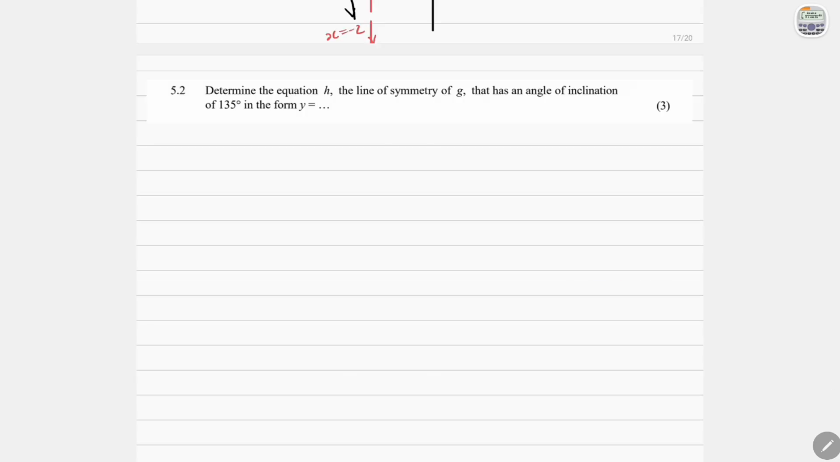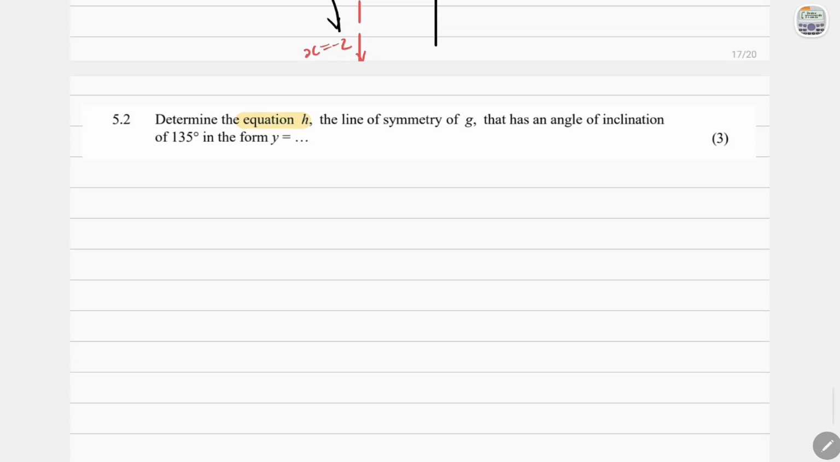Question 5.2 says, determine the equation of H, which is the line of symmetry of G, that has an angle of inclination of 135 degrees, in the form of y is equal to. They're not saying determine the equation of the line of symmetry with a positive gradient or a negative gradient. They're specifically just saying that it has an angle of inclination of 135 degrees. So you need to now figure out which one it would be, the one with the positive or the one with the negative gradient.